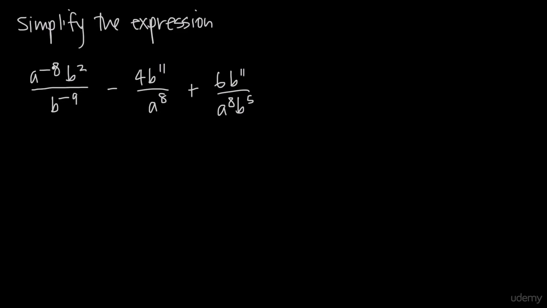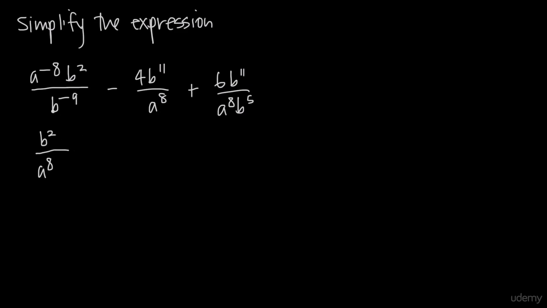Remember that when you have a negative exponent, it has nothing to do with negative numbers. It just tells you to move the value into the denominator if it's in the numerator, or into the numerator if it's in the denominator. Just switch its place and the exponent becomes positive. So this a to the negative 8 is in the numerator. If we move it to the denominator, our exponent becomes positive, so we put a to the positive 8 in the denominator. This b squared already has a positive exponent, so we leave it in the numerator.